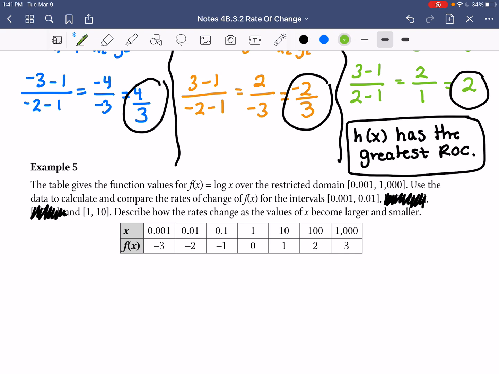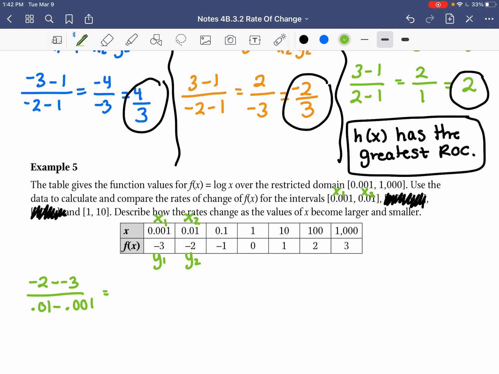Okay, so my first one, my interval, so that's your x values. It's not a point. These are intervals. It's x1, x2. So 0.001 is my x1 and 0.01 is my x2. So the way that you locate your y's on the tables, you just look right next to them. So here's y1, y2. So I'm going to plug in my slope formula. y2 is -2 minus y1 is -3. x2 is 0.01 minus x1 is 0.001.